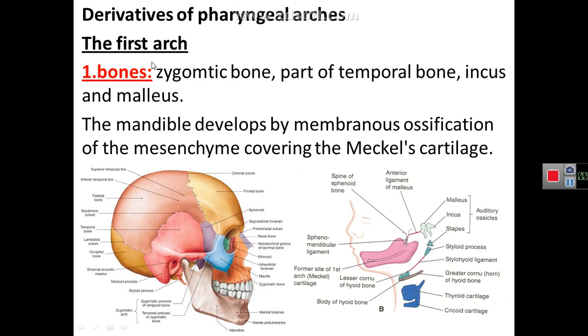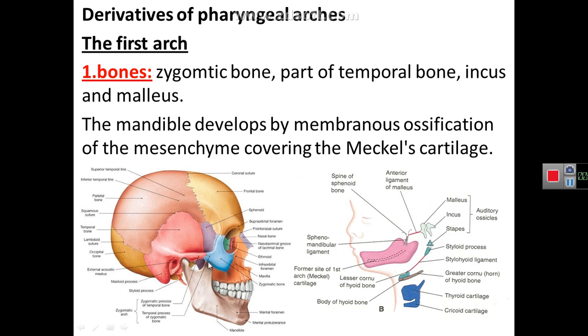Derivatives of the mesoderm from the first pharyngeal arch include bones and muscles. Bones derived from the mesoderm of the first pharyngeal arch, or branchial arch, are the zygomatic bone of the skull and part of the temporal bone of the skull. Also, bones derived from the first arch include the incus and malleus bones, which are bones of the ossicles in the middle ear.